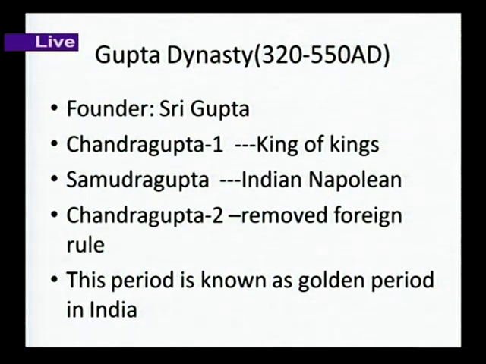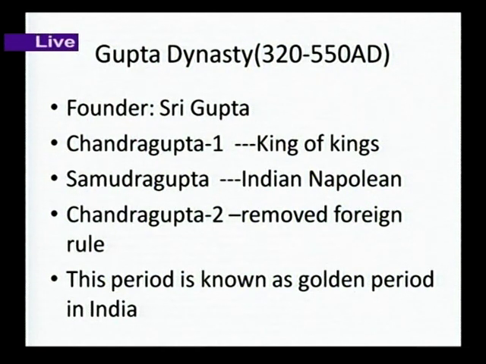Do you know why he is known as Indian Napoleon? Because Samudragupta was never defeated in any war. That's why Samudragupta was known as Indian Napoleon. Then we have Chandragupta II, who removed foreign rule from our country. This entire Gupta dynasty is known as the golden period in India.